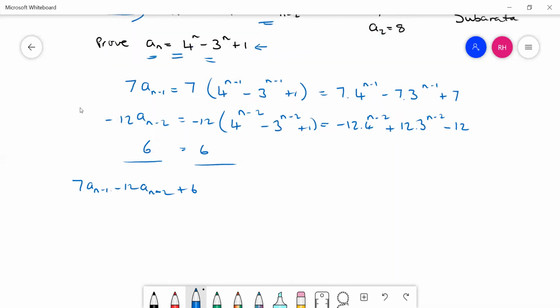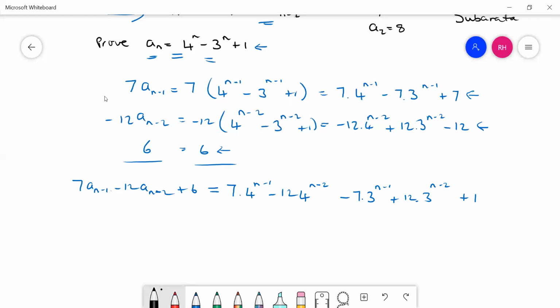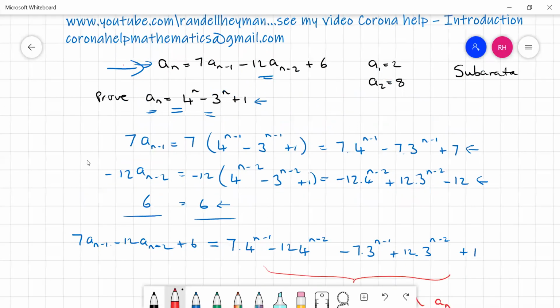So I need to show, actually, let me write what I've got here. I've got 7 times 4^(n-1) minus 12 times 4^(n-2). That's all the 4^(n-2) terms. Then I've got minus 7 times 3^(n-1) plus 12 times 3^(n-2). And then I've got plus 7 here, plus 7 minus 12, so that's minus 5. And here I've got plus 6, so that's plus 1. Now, what I want to do is show this equals A_n, because that's what we've got up here.